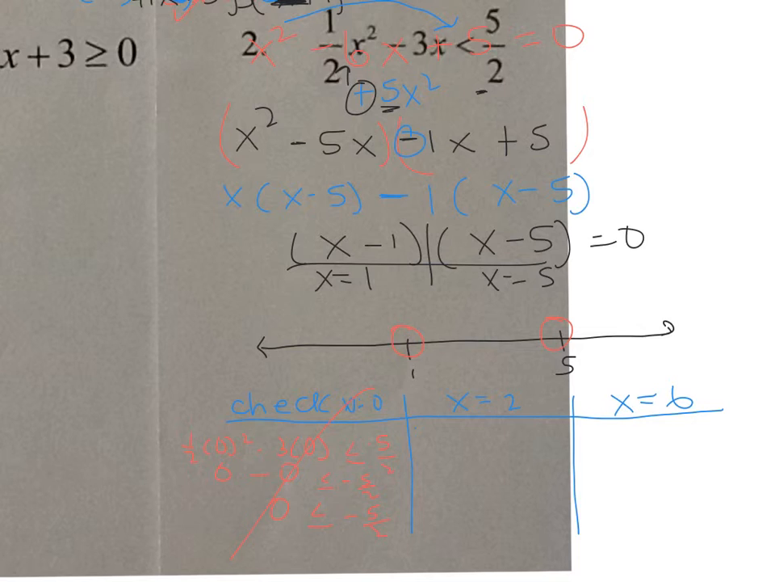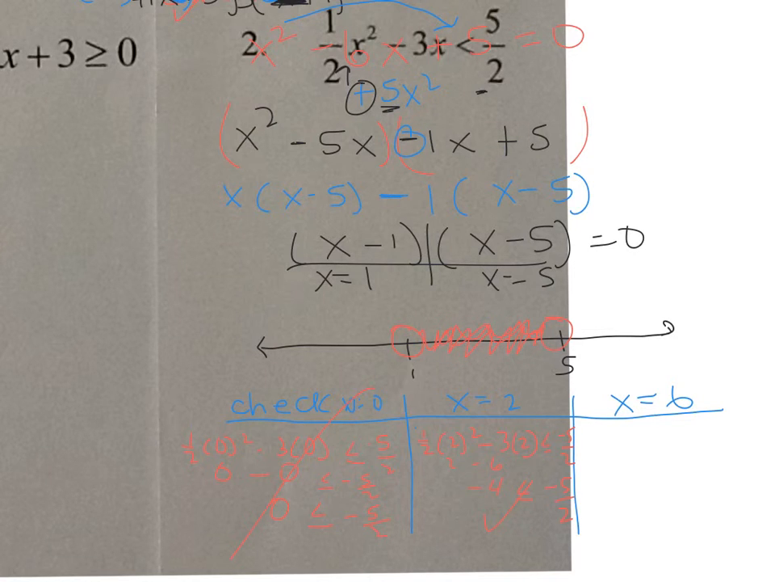Now we're going to try 2. So this is going to be 1/2 times 2 squared minus 3 times 2. Is that less than -5/2? All right, you can plug it into your calculator, and of course I would if I was you, but I'll do it in my head here. 2 squared is 4, half of 4 is 2, minus 6, that's negative 4, is less than or equal to negative 5 halves. That is true, because negative 5 halves is negative 2.5. So this is true, so that means I would shade in between here.